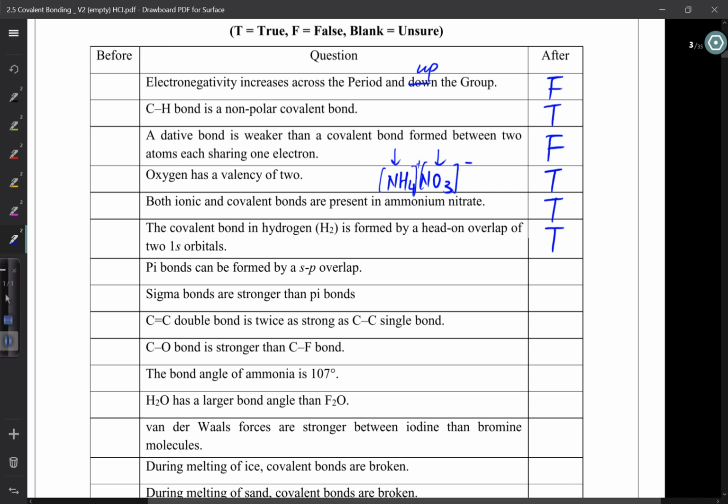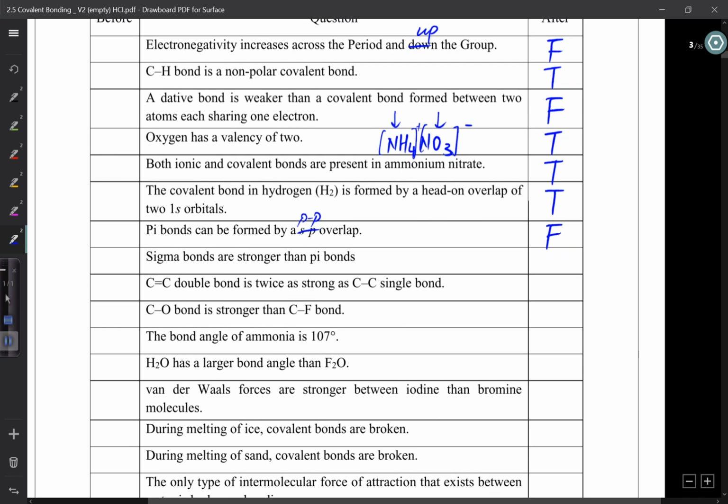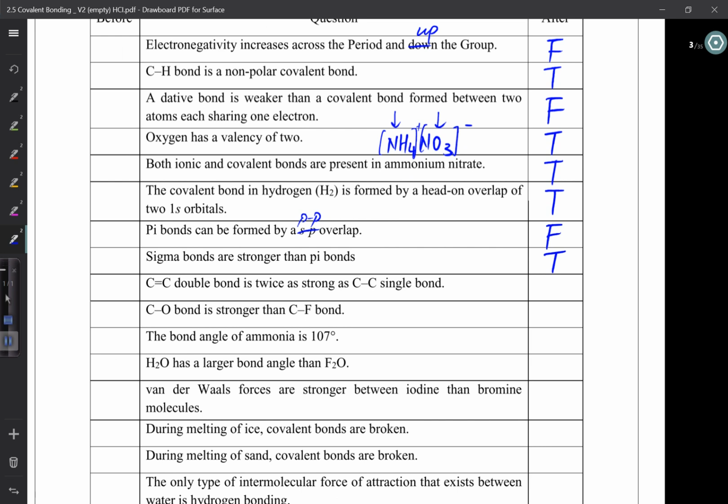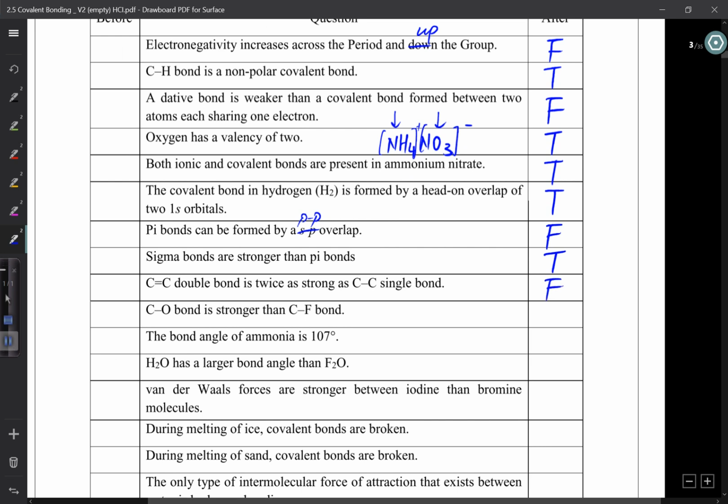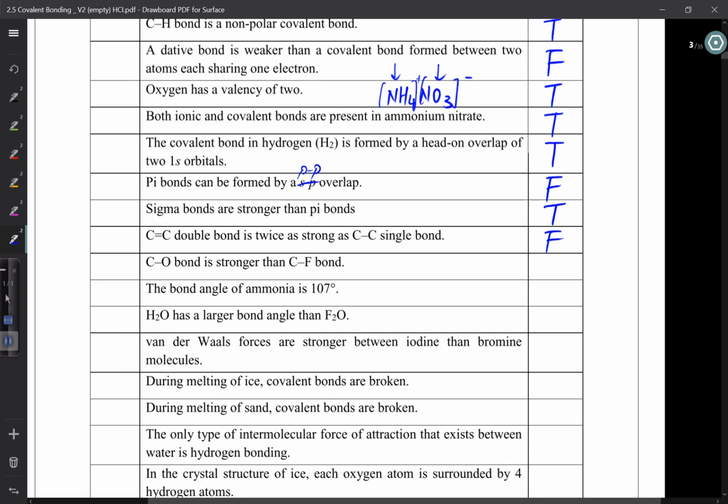Pi bonds can be formed by sp overlap. False. It can only be formed by p-p overlap. Sigma bonds are stronger than pi bonds. True. You have seen it because it's head-on. A C=C double bond is twice as strong as a C-C single bond. False. We have seen that the pi bond is weaker.